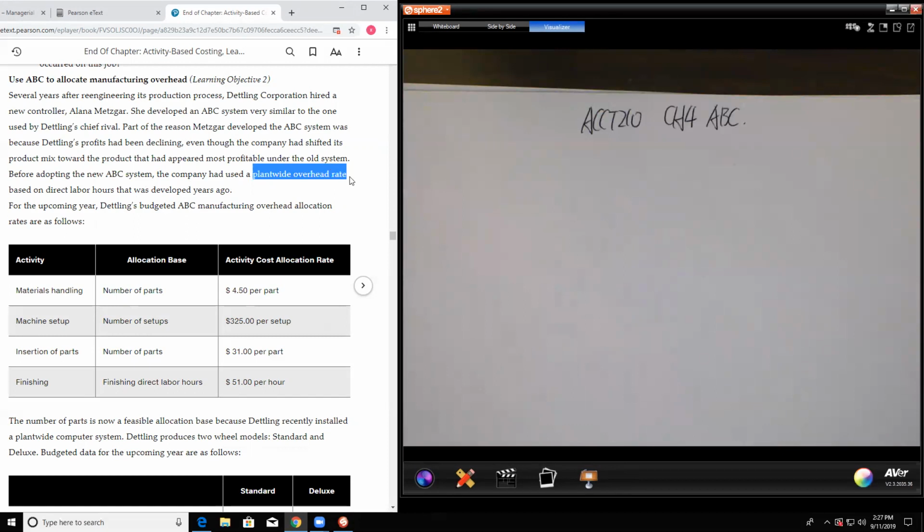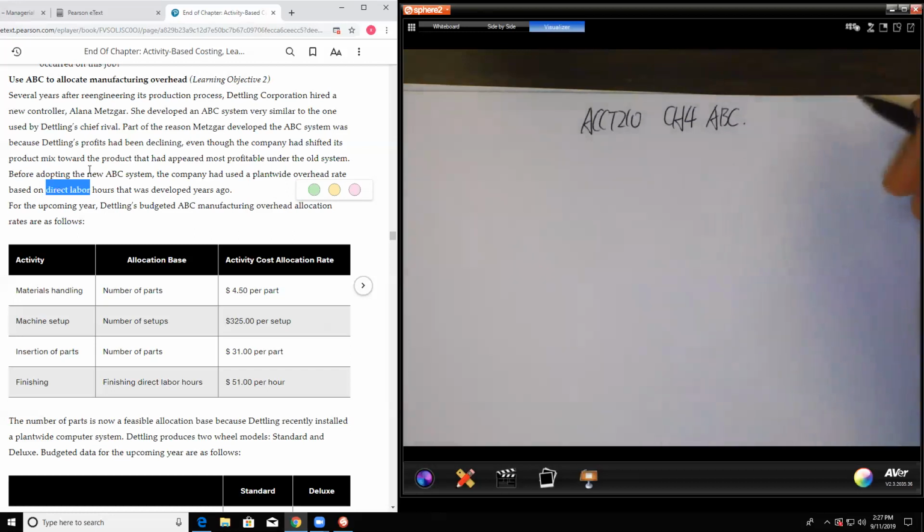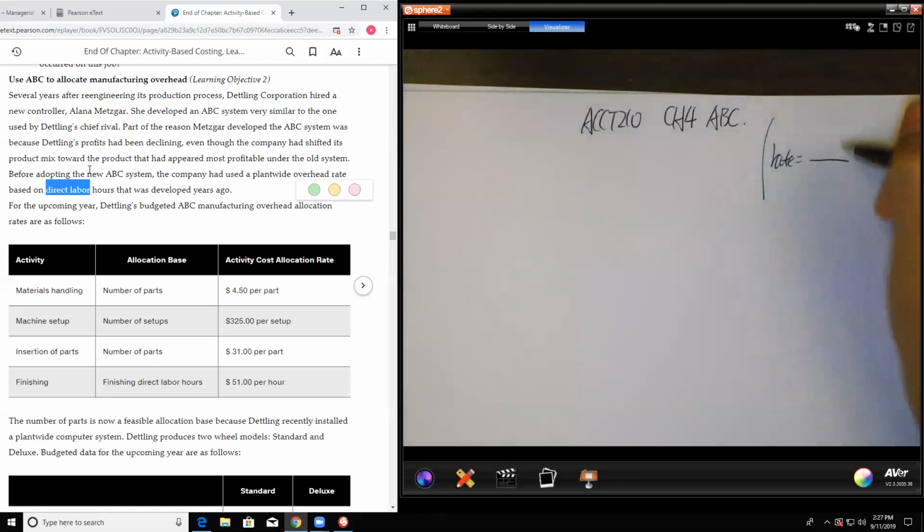It just uses one rate based on direct labor hours, right? So put that in your mind, because you will have a question. I just put it here, or we can highlight it later. The rate, we said, is based on your estimated manufacturing overhead divided by your estimated direct labor hours. So that's the information there.